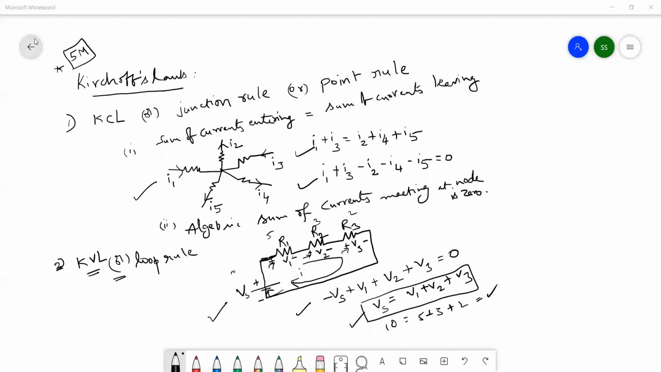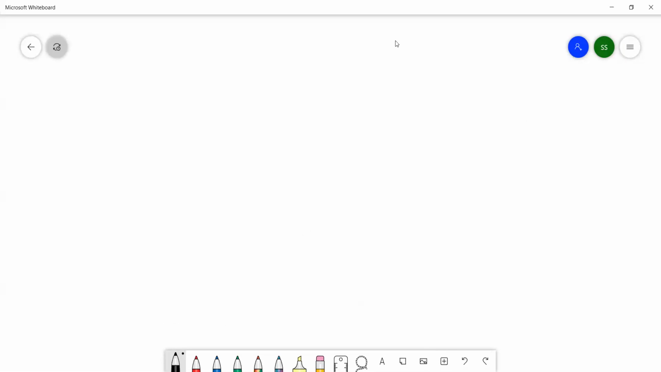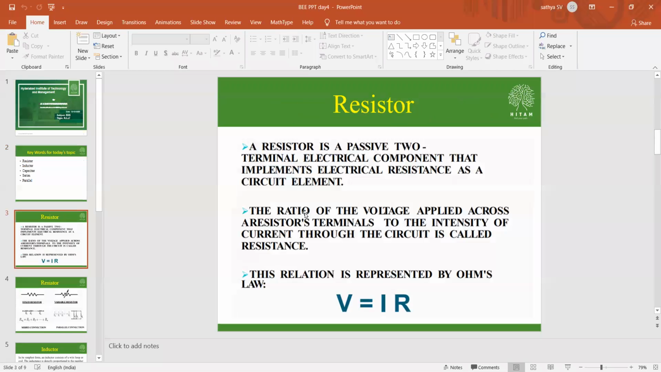Right. So now shall we move on to our regular topic of resistors, inductors and capacitors. See now, what does it mean by resistor? Simply, it is a passive element. Already we know that from the last class. It does not store but it can consume energy. It is a two-terminal electrical component that implements resistance as a circuit element.